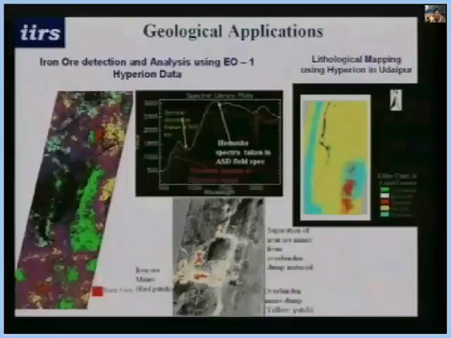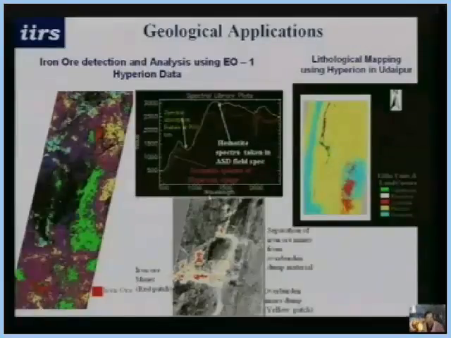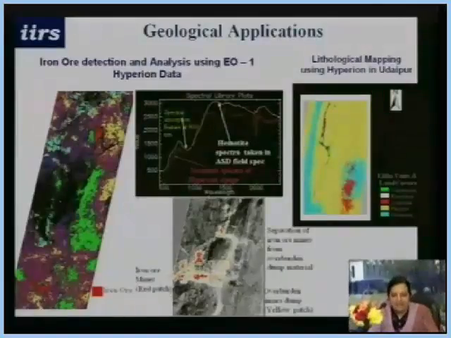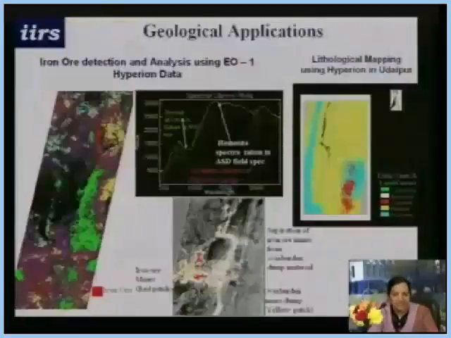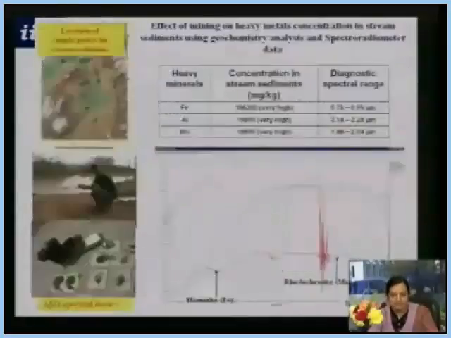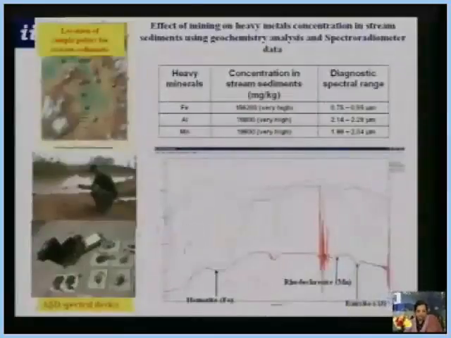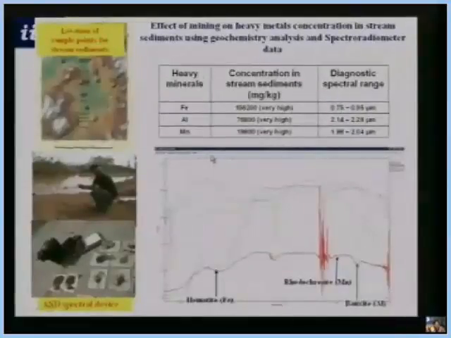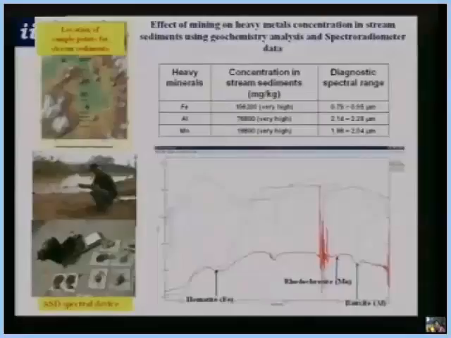This is another example with the geological application at IRS, where mineral mapping was carried out for iron ore detection using the Hyperion data, and lithological mapping in the Udaipur area using the Hyperion. So you can see the red areas, iron ore mines are there. The separation of iron ore mines from the overburden dump material could easily be possible with the hyperspectral data. Overburden dumps are the yellow areas in this. This is the same example, showing the effect of mining on heavy metal concentrations in stream sediments using geochemistry analysis and hyperspectral remote sensing datasets.